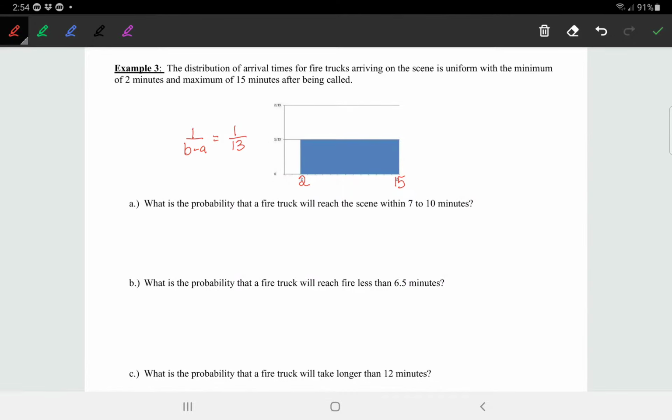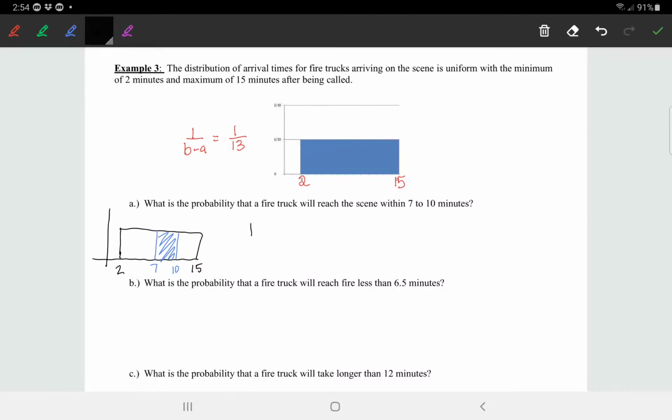So let's try and calculate the following then. Let's say we're trying to find the probability that a fire truck will reach the scene within 7 to 10 minutes. Okay. So we can just do a quick sketch down here. Here is our distribution. It starts at 2 and it goes to 15. And what we are looking for is the probability in between 7 and 10. So we'll be looking for this area.